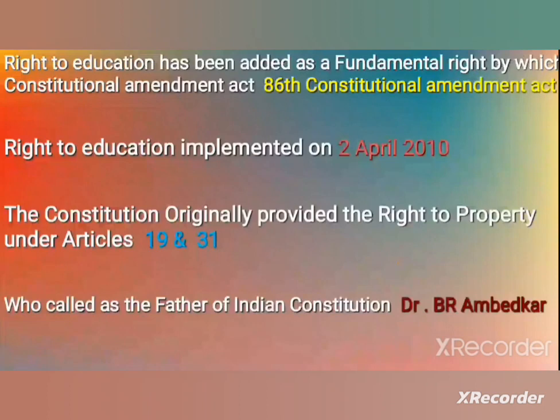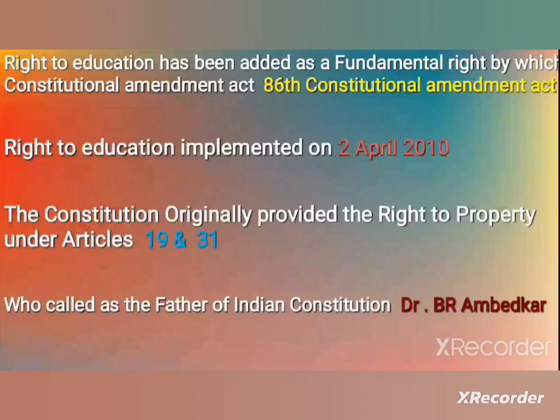Right to education was added as a fundamental right by which Constitutional Amendment Act? 86th Constitutional Amendment Act 2002. Right to education was implemented on 2nd April 2010. The Constitution originally provided the right to property under Articles 19 and 31.